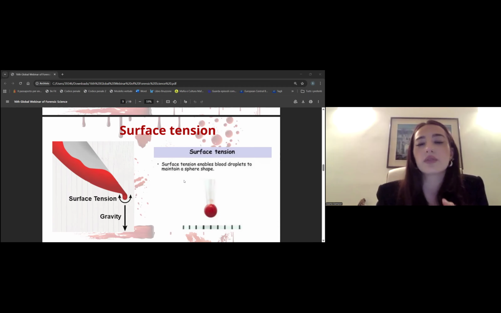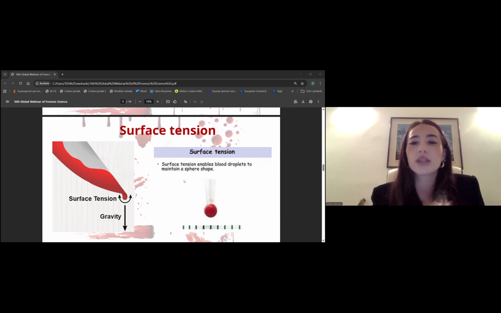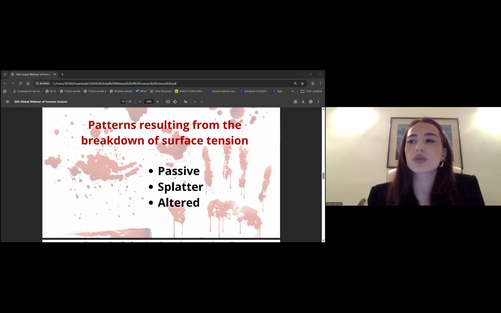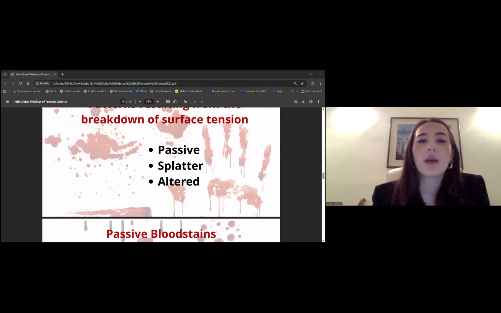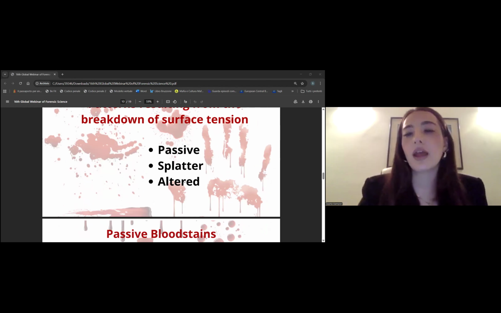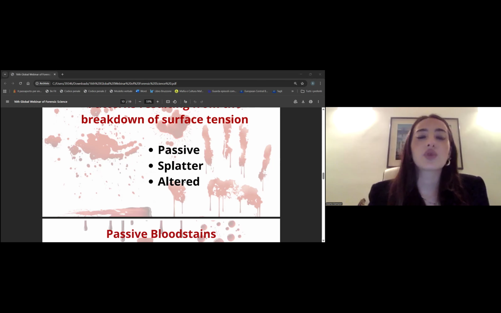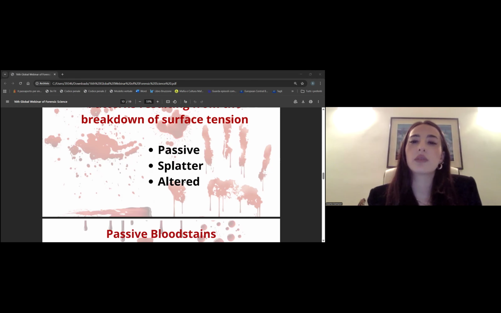By raising the cohesive forces that hold the blood together with different types of energy, the surface tension breaks down, and there are three different patterns that can form. The first one is a passive pattern, when the only forces acting are gravity and friction, that is, a drop of blood in free fall. The second one is splatter, when external forces also act together with gravity and friction. And the last one is altered, because when a physical alteration of the blood occurs, we have this type of pattern.